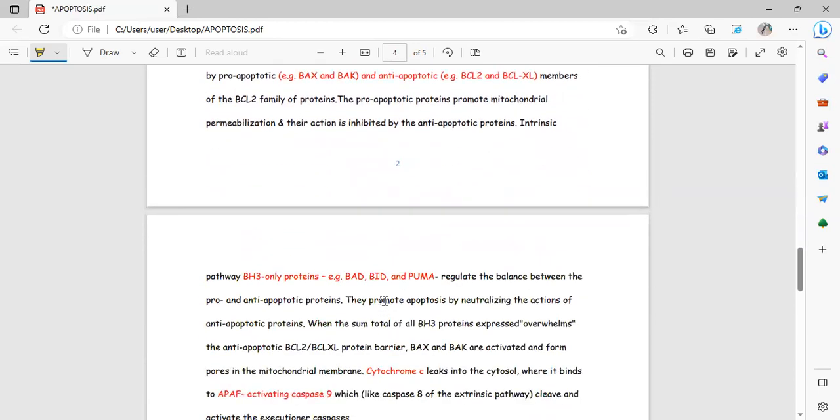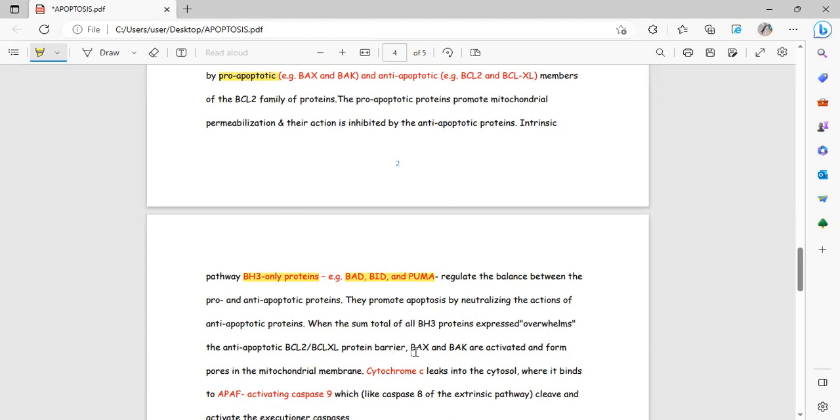We have a very important family of proteins called the BH3-only proteins. Remember the BH3-only proteins. We have three examples: BAD, BID, and PUMA. What these three proteins do is quite simple: they break down the anti-apoptotic bodies. These three will come and break down BCL2 and BCLXL. When they downregulate BCL2 and BCLXL, the functioning of the pro-apoptotic bodies will go unopposed, so we'll have apoptosis. I hope you're getting it.